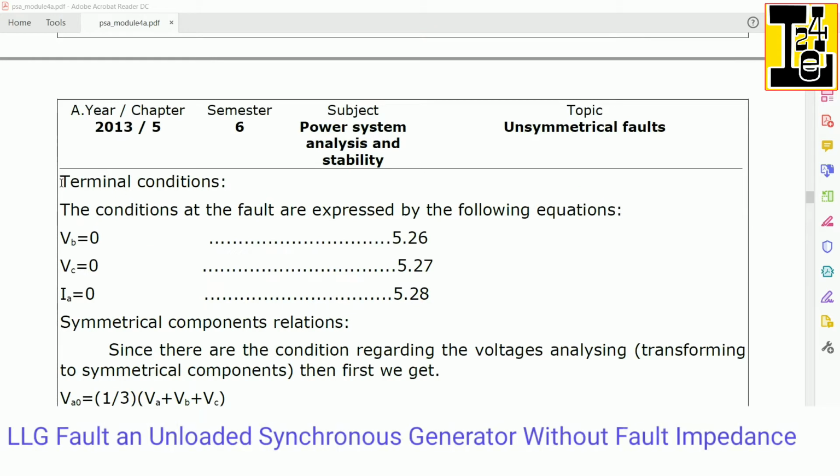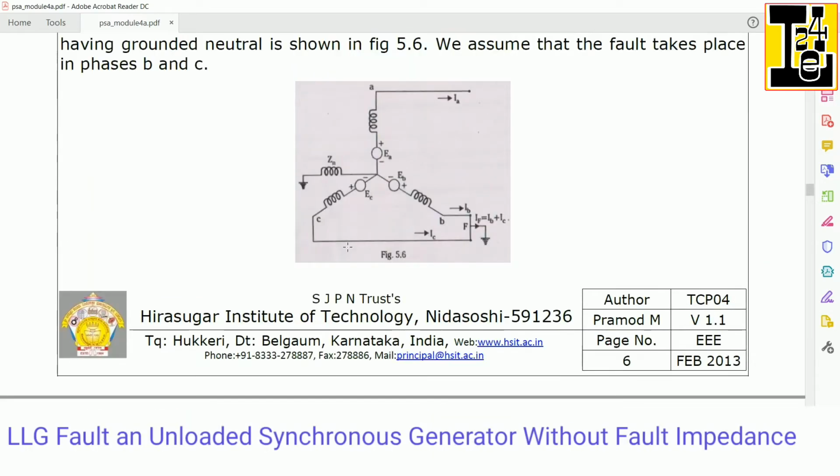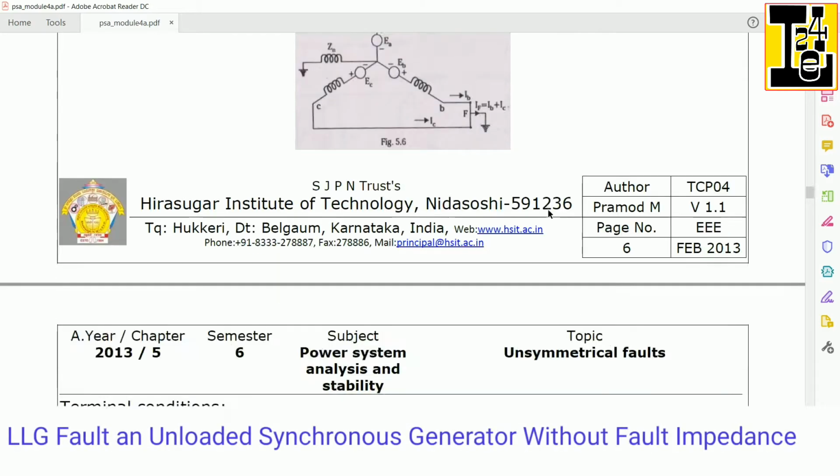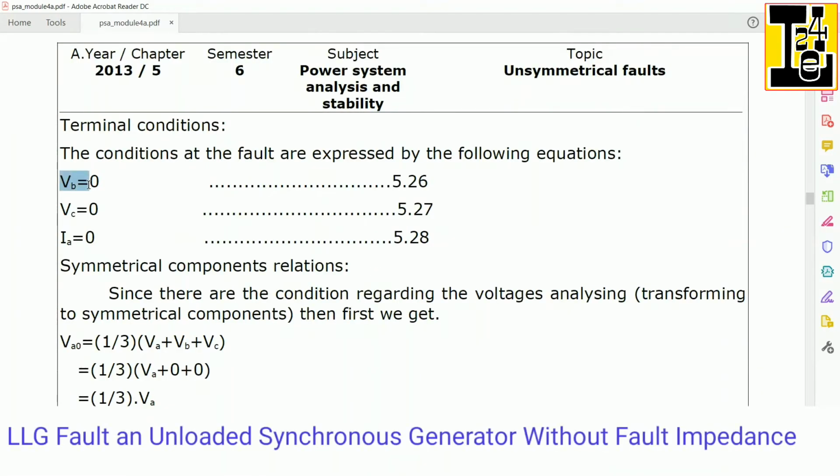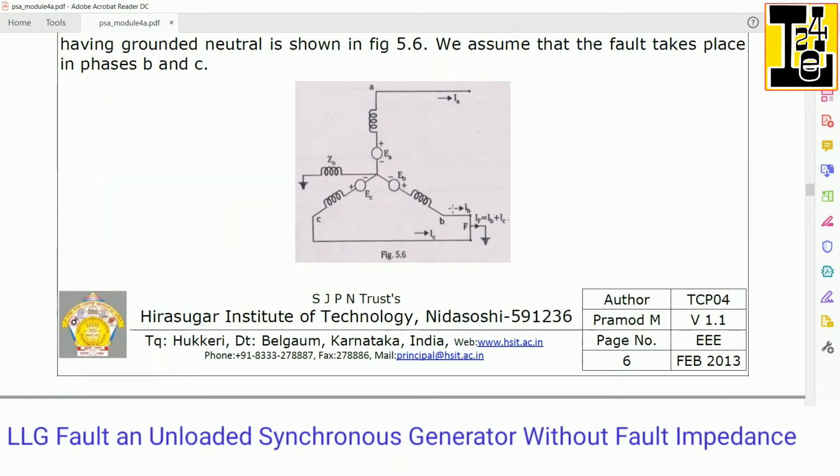So writing the terminal conditions, the three terminal conditions are as follows. Both the phases, phase B and phase C, are short circuited and further they are shorted with the ground. The voltage at phase B is equal to 0 and the voltage at phase C is equal to 0. The third terminal condition is IA is equal to 0. As the fault is taking place between B and C, the other line current IA becomes equal to 0.